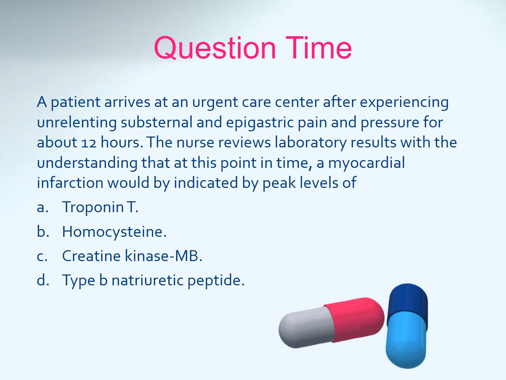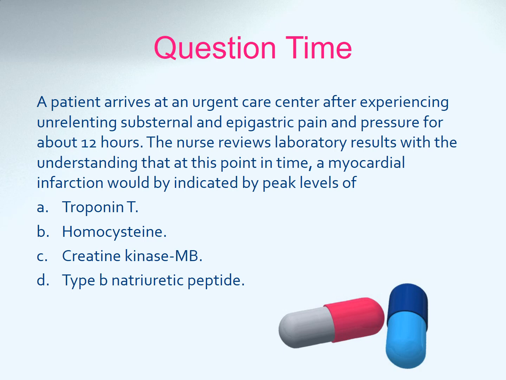A patient arrives at an urgent care after experiencing unrelenting substernal and epigastric pain and pressure for about 12 hours. You review lab results with the understanding that at this point in time, a myocardial infarction would be indicated by peak levels of troponin T, homocysteine, creatine kinase, myoglobin, or type B natriuretic peptide. And the answer is A.